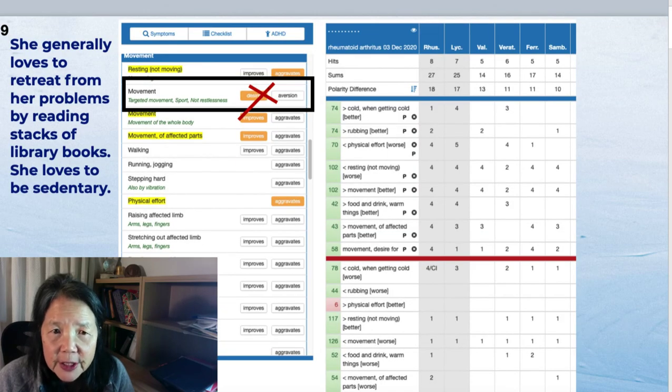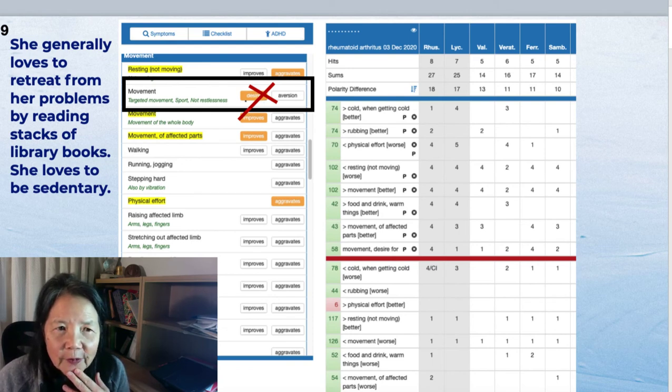I put here that she desires movement. I'm looking at the movement rubrics. And she kept talking about wanting, she does the Bob Cooley exercises. She wants to get back to the Bob Cooley exercises. She keeps talking about movement. And so you get the impression that she thinks movement is great. She wants to move. She's saying that.